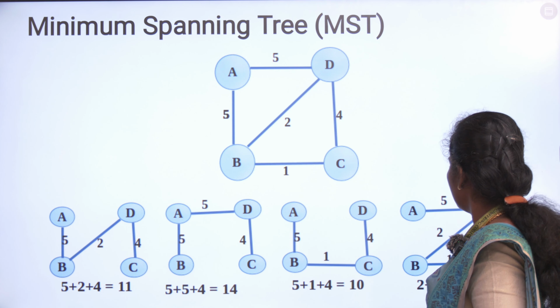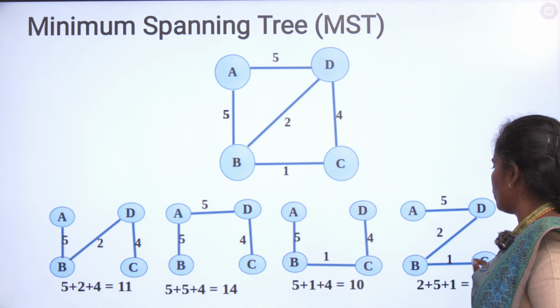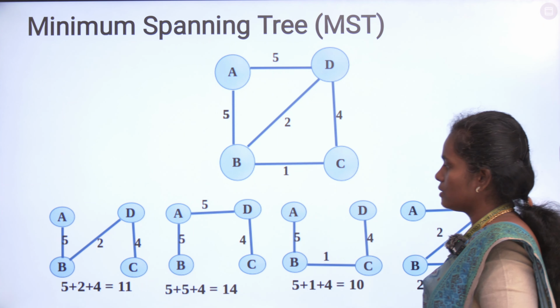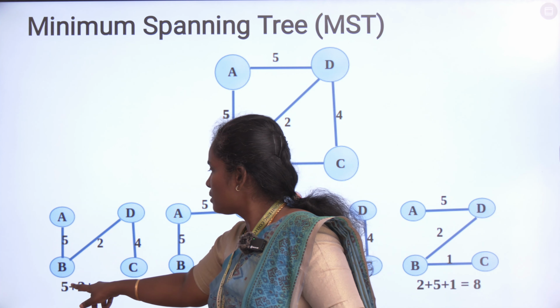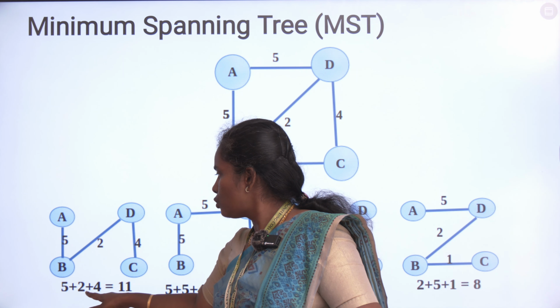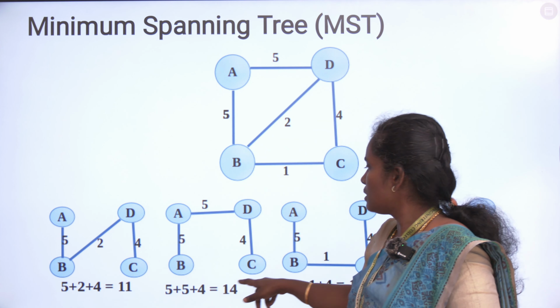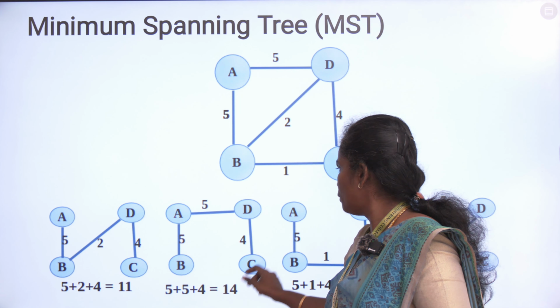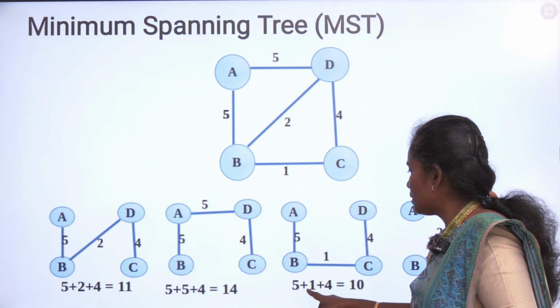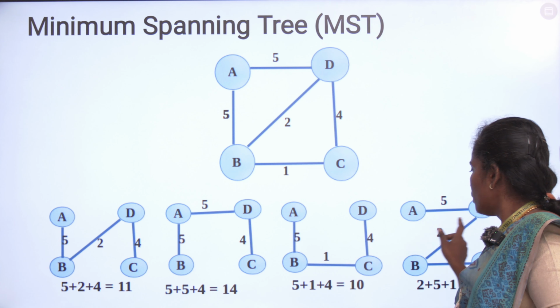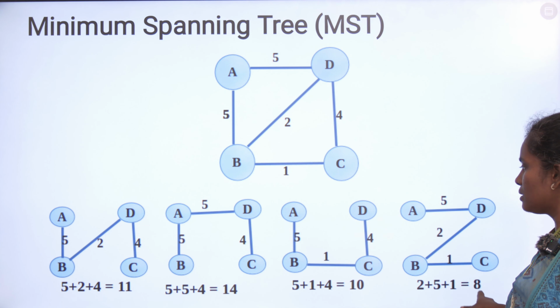Then A to D 5, D to B 2, B to C 1. These are the 4 possibilities. The minimum value for this tree is 5 plus 2 plus 4 is 11. For this tree is 5 plus 5 plus 4 is equal to 14. On this tree is 5 plus 1 plus 4 equal to 10. For this tree is 2 plus 5 plus 1 is 8.